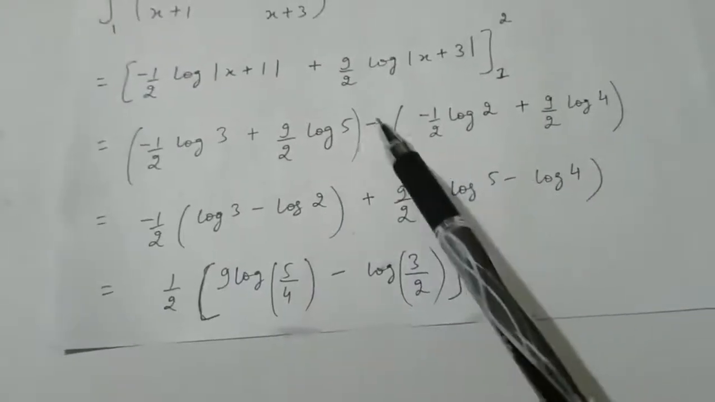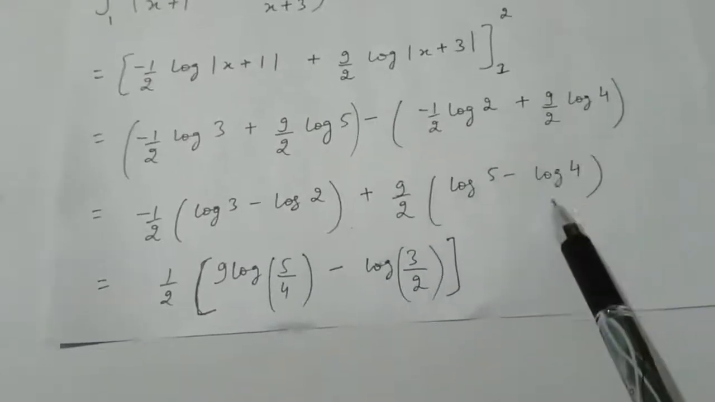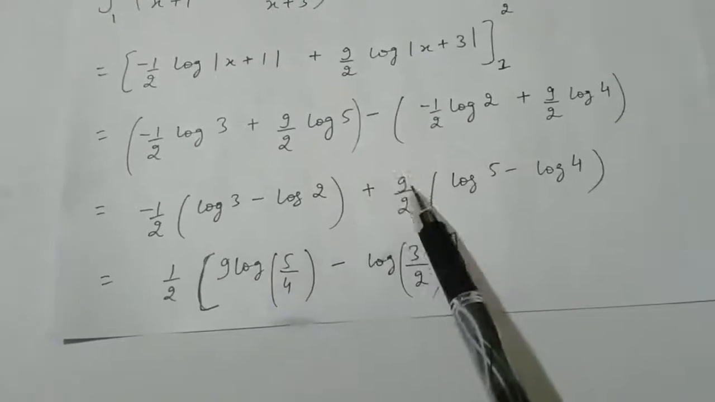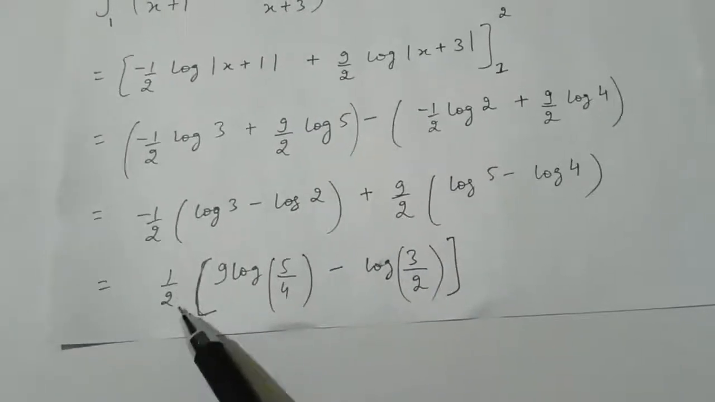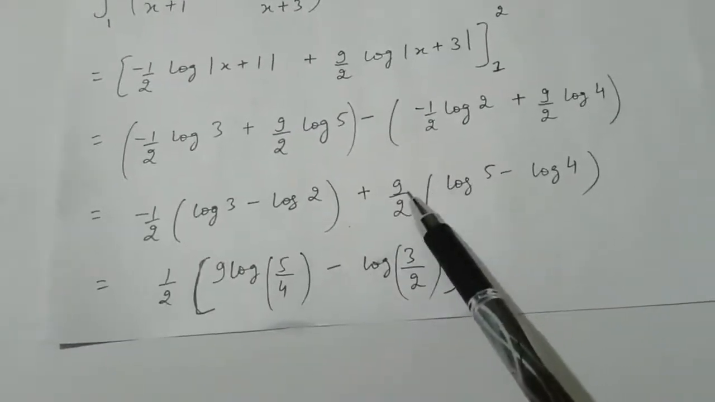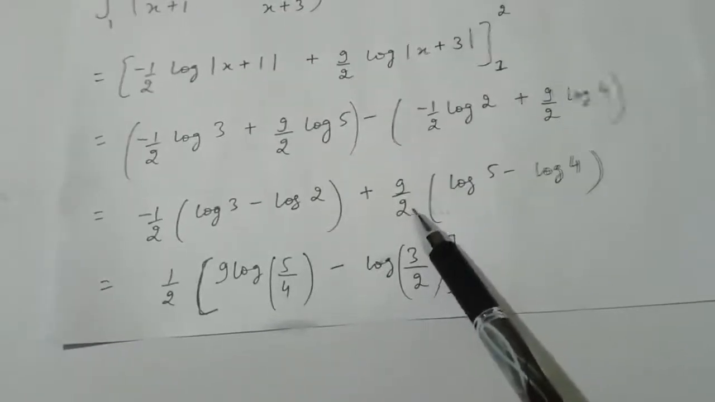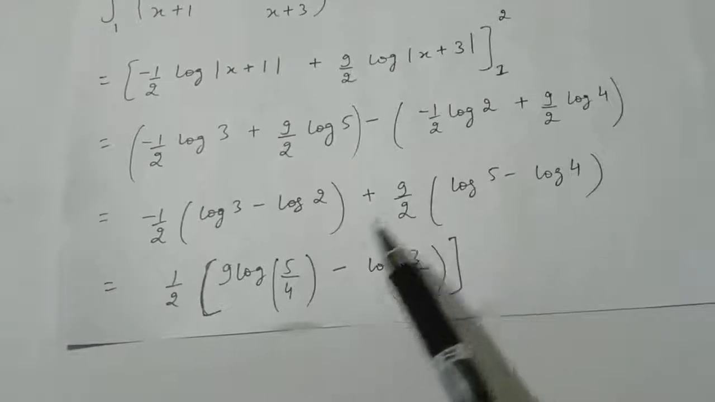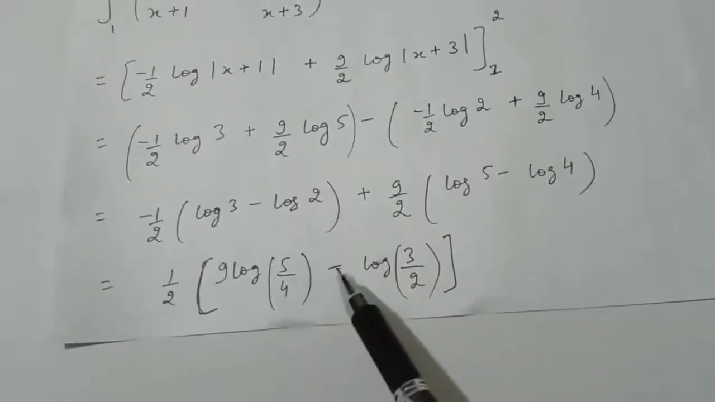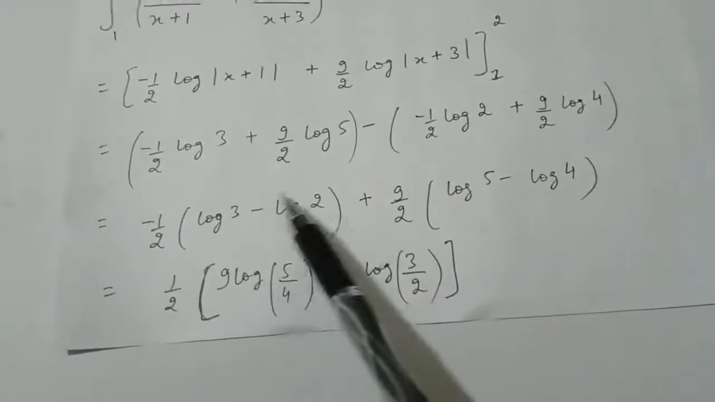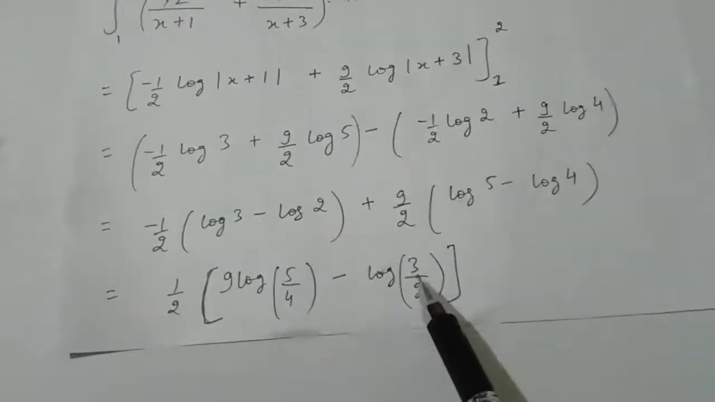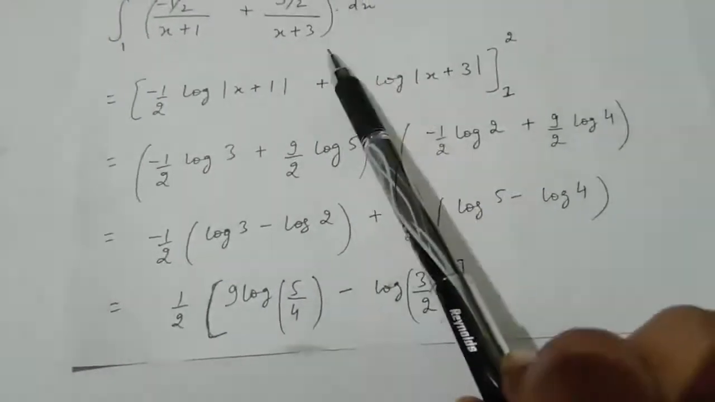Now from these two terms I am taking 1 by 2 common. So from here you will get 9 into this, because I have taken 1 by 2 common, which can be written as log 5 upon 4, minus this can be written as log 3 by 2, right? So this is the integral of this function.